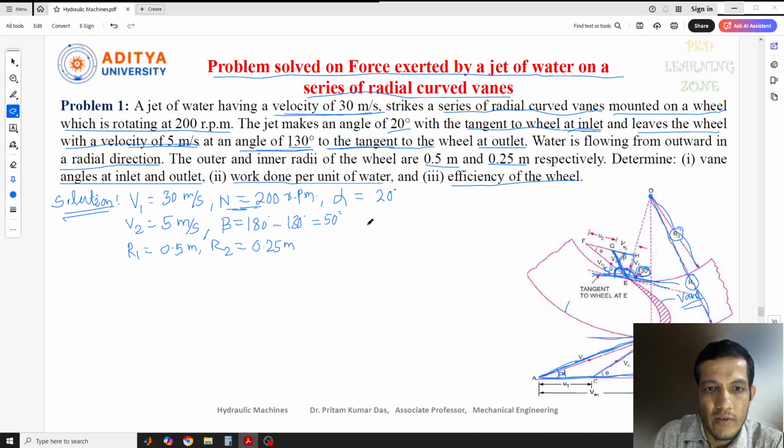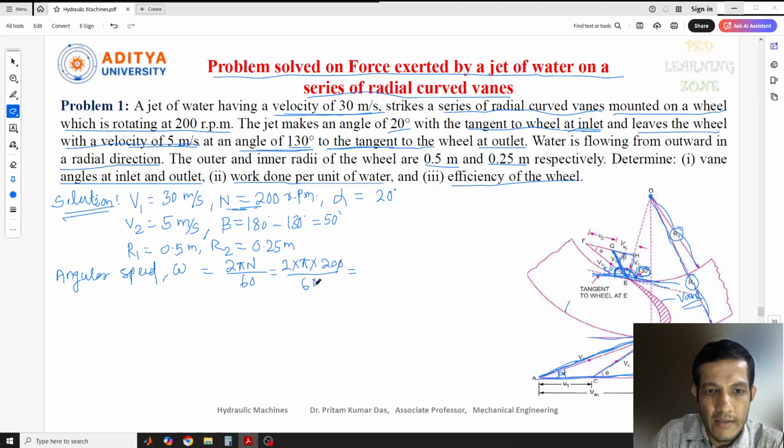So we can find out the omega. Omega is the angular speed. So first point, we can calculate the angular speed of the wheel. You can see this is omega. Omega equal to 2 pi N by 60. So here we can write this is 2 into pi 3.14 into N. N is nothing but 200 divided by 60.